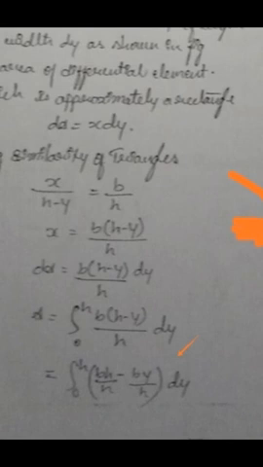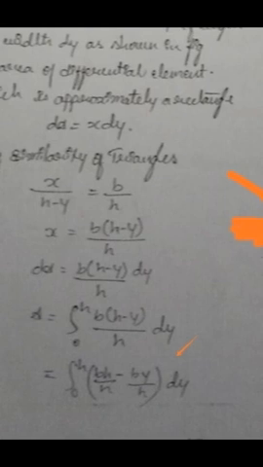So now I want to integrate. So what is the area? Integrating the main equation. If you integrate the equation dA is equal to b into h minus y divided by h into dy, if you integrate dA, you will get the area. So that's why we integrate the right hand side as well as the left hand side.